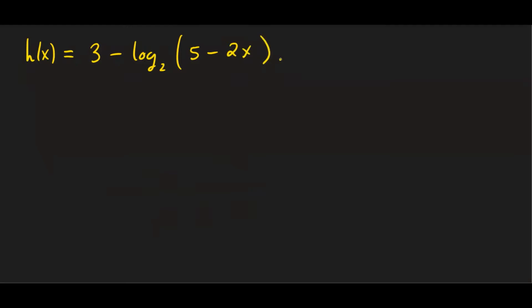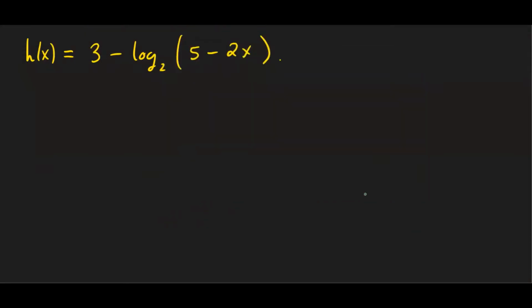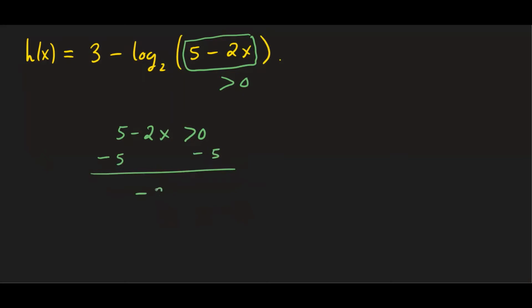Let's find the domain of h of x. Again, we do the inequality: we take what's inside the logarithm and set it greater than 0. So we have 5 minus 2x greater than 0, and then we subtract 5 from both sides, because our goal is to isolate x, so we have negative 2x is greater than negative 5. And then we divide by negative 2.